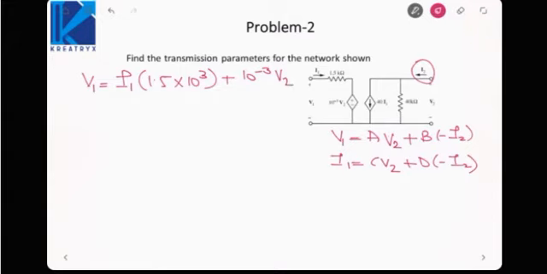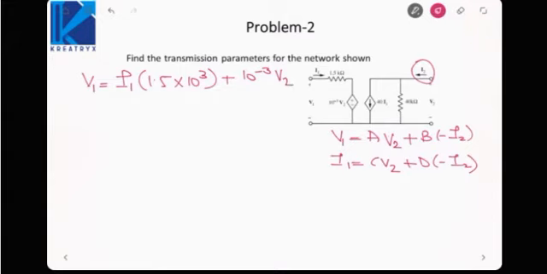Then we need to calculate maximum power transferred. We know for the maximum power transferred, RL should be equal to R Thevenin. That means first we need to convert this circuit into Thevenin's equivalent.